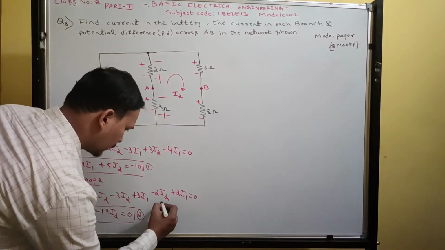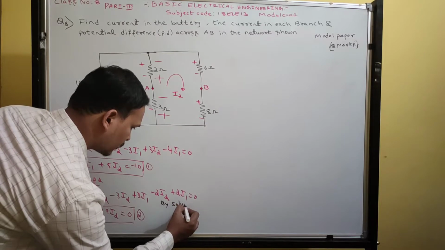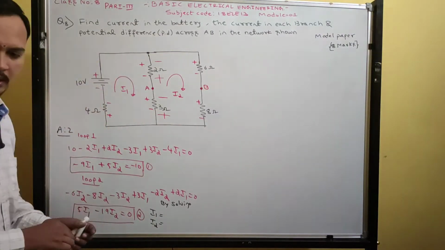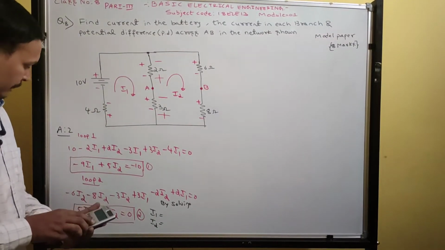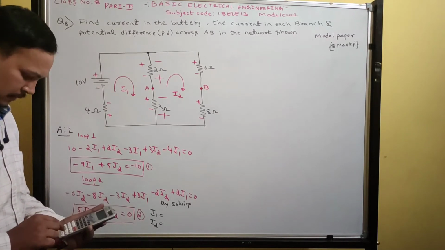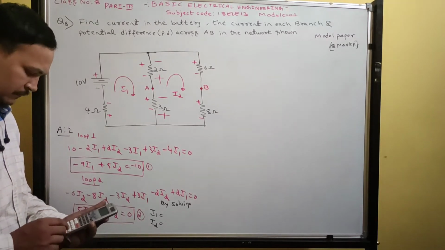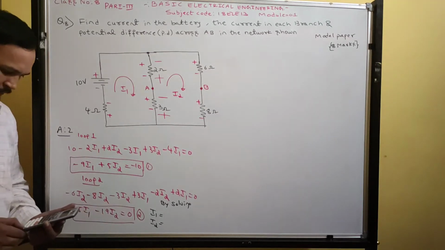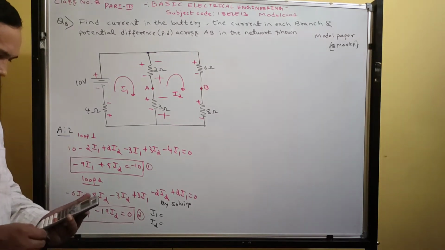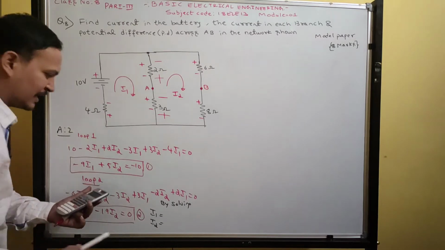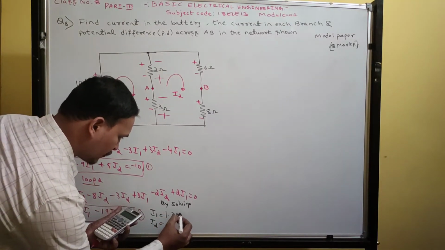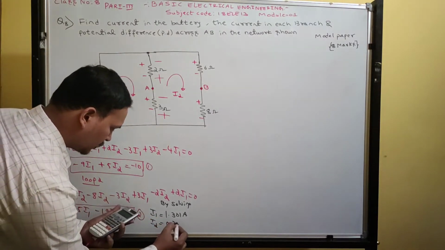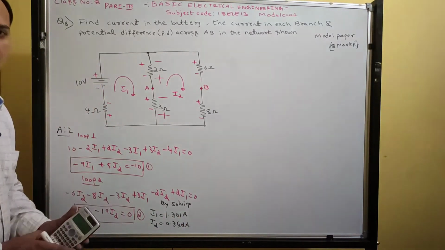So by solving in the calculator, we get I1 and I2 values. Let's see what those values are. Select equation: minus 9, 5, minus 10, 5, minus 19, equals 0. By solving this, we got the I1 value 1.301 amperes and the I2 value we got 0.342 amperes. Okay, got it?